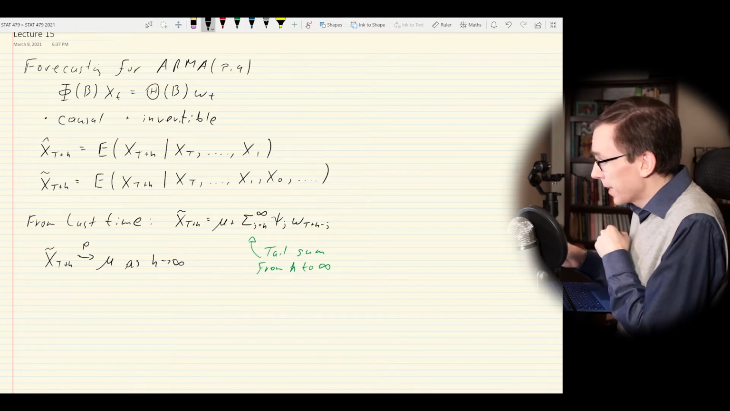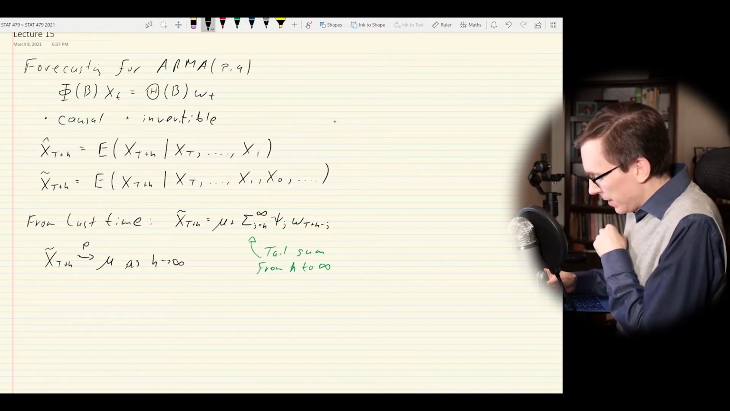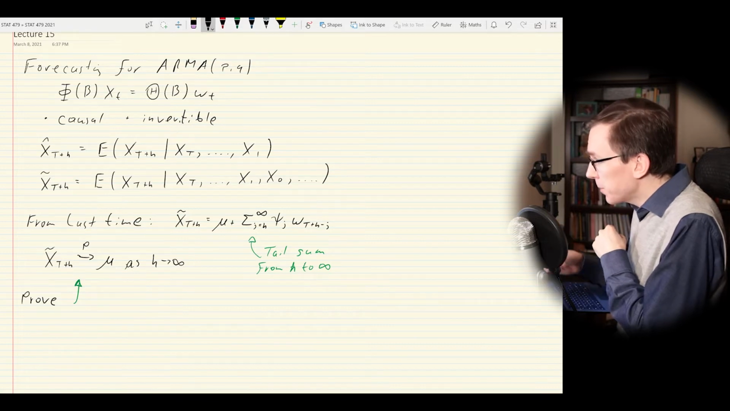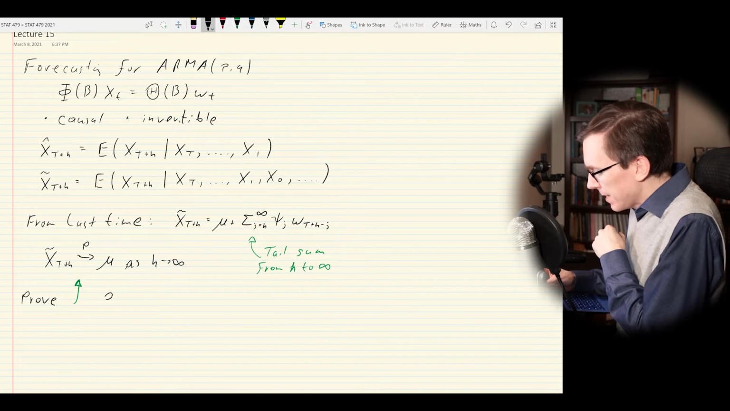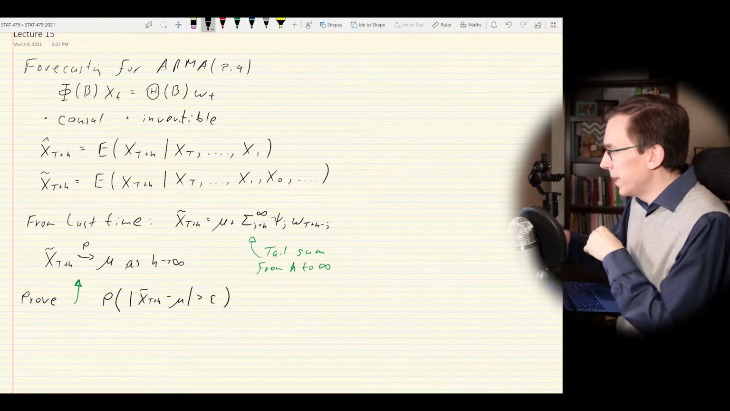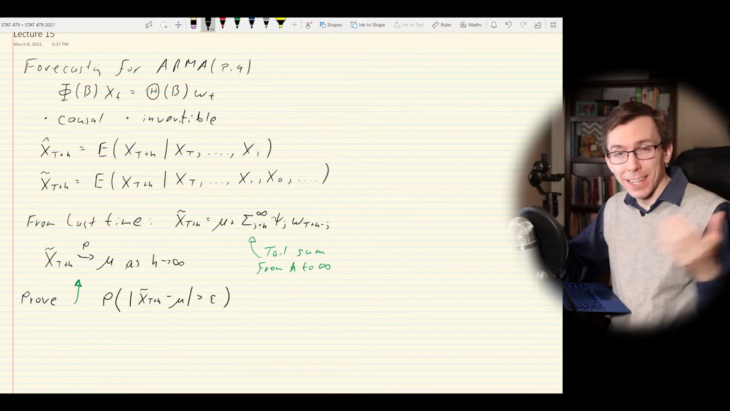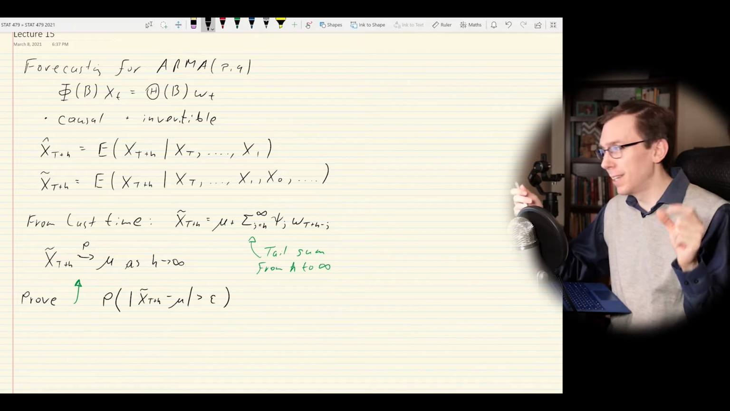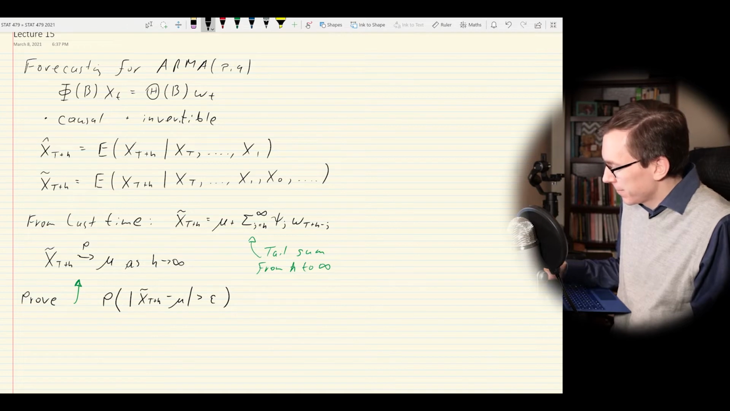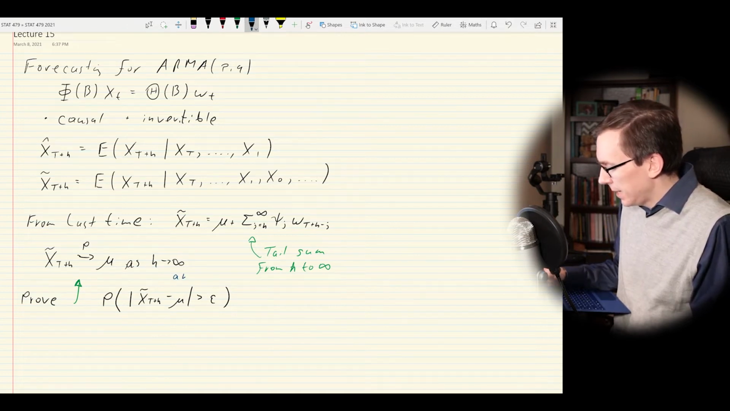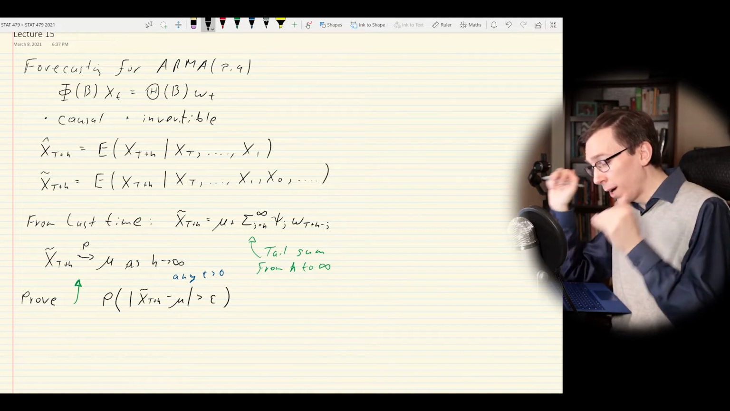Okay, so what are we doing? What we want to do is prove this convergence. How do we do that? Converging in probability basically says that we want the probability that |x tilde T plus h minus mu| is greater than epsilon to go to 0. So this is the probability that our random variable differs from the mean, the limit that we believe is there, by some amount epsilon, for any epsilon greater than 0. As h goes to infinity, we want this thing to go to 0.